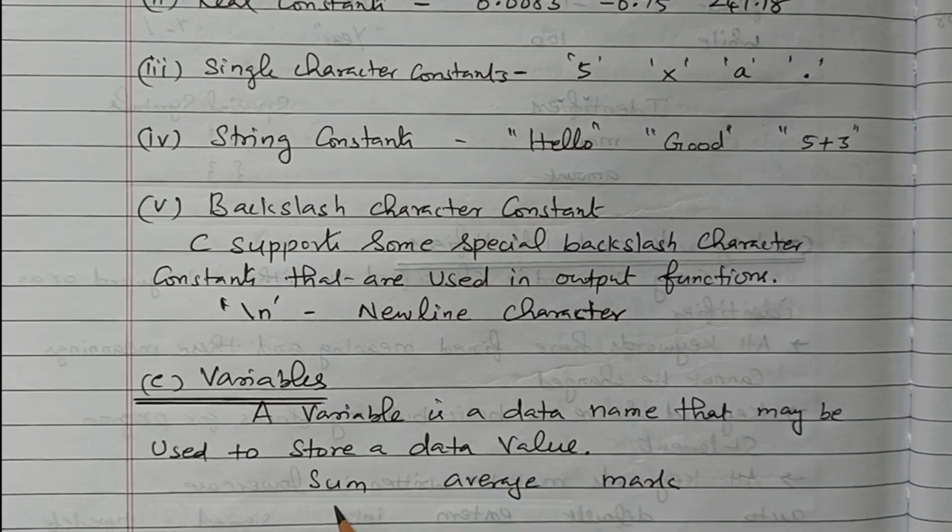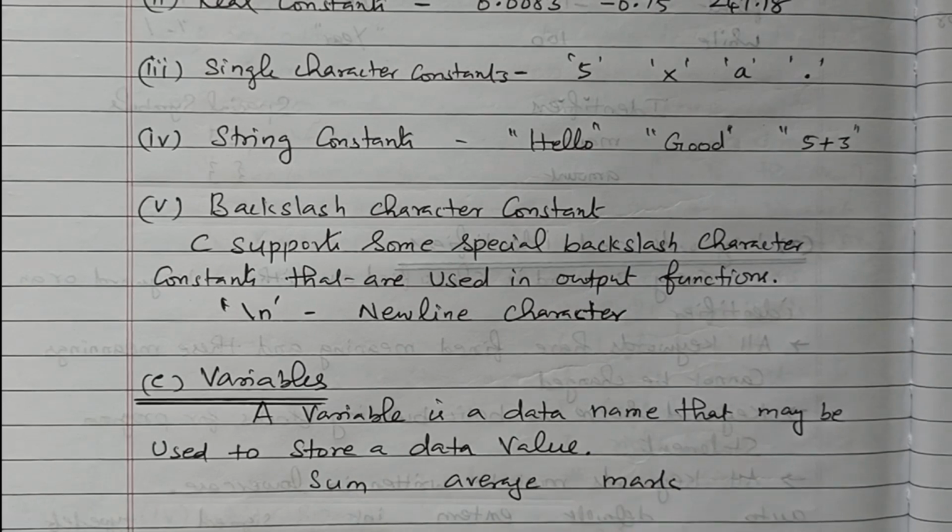So sum is a variable name. Average, mark, these are all variable names. In sum, we can store any value, 100 or 200. It can also be changed, depending upon the statement we are executing. The value stored in sum can be varied. Similarly, average and mark.